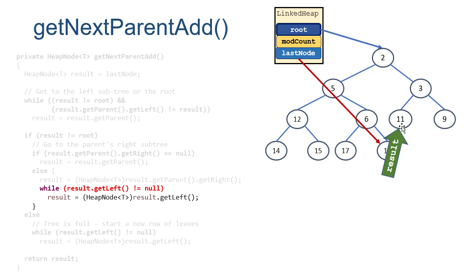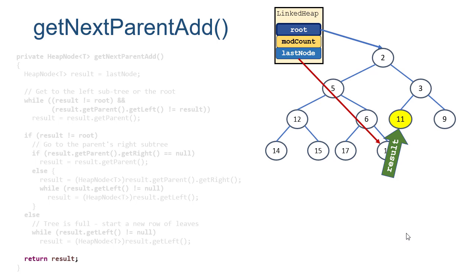11 doesn't have a left child, so that case fails, so we exit the loop, and now we return the result, which is 11. So again, I strongly recommend, if you want to understand this code more thoroughly, that you come up with some heaps, make sure they're valid heaps, and trace through them like we did here so that you understand how this works.